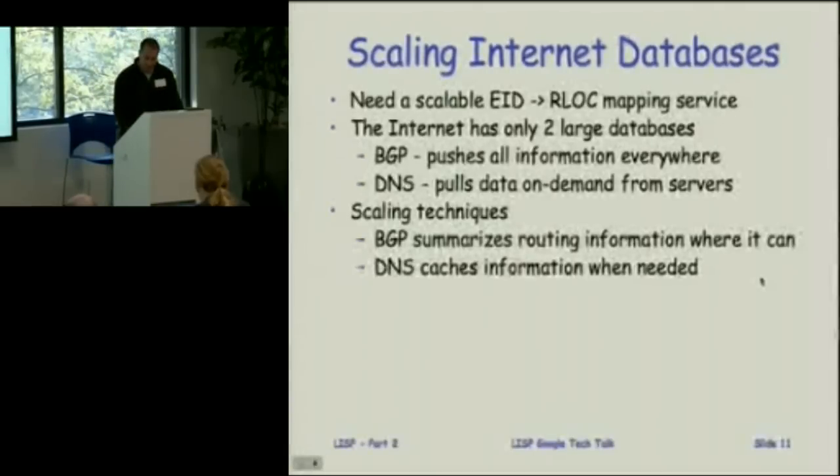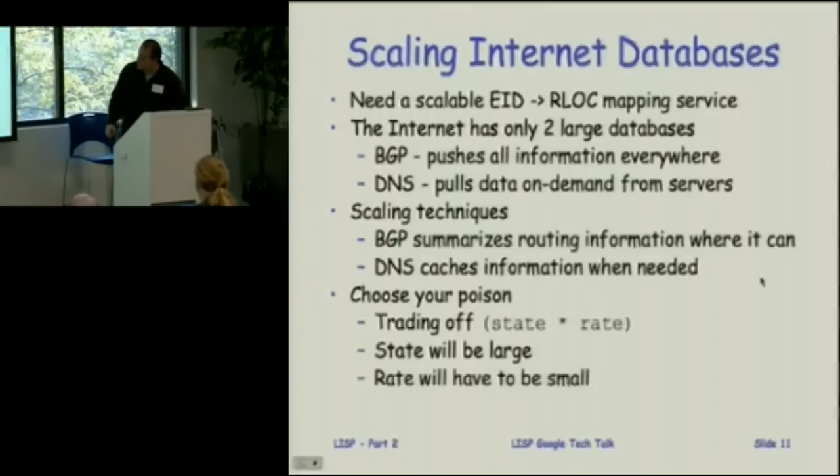And that's how DNS is able to scale. So you basically pull or push, and you need to choose your poison, because when you want to scale 10 to the 10th, it's not clear which is better. Okay? So we need to trade off state times rate.